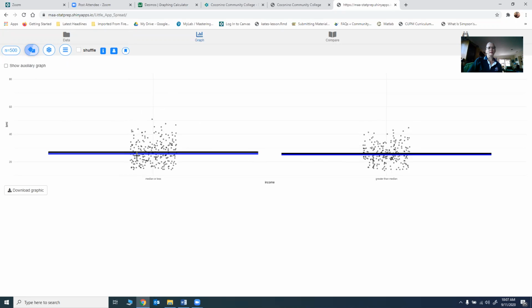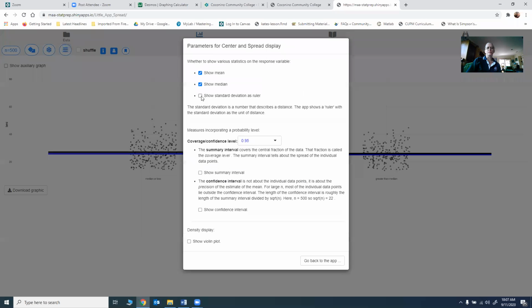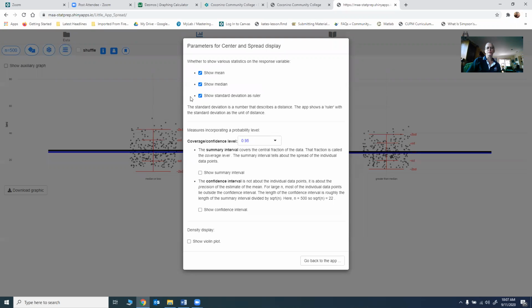Notice in this case, the mean, if it's not the same as the median, is going to be a little bit above it, just because there are higher values and not a lot of lower values that will pull it up. So the center is very important, but another part that's also important is what we call the standard deviation.